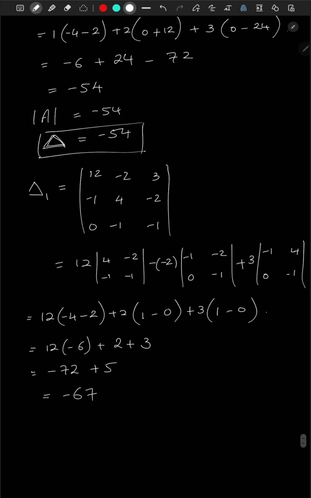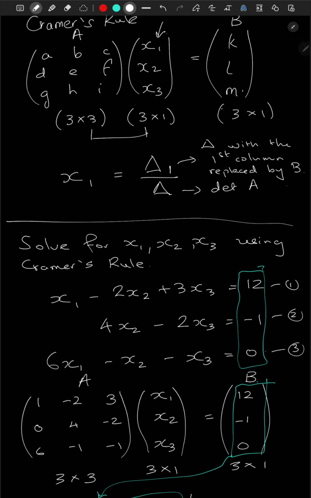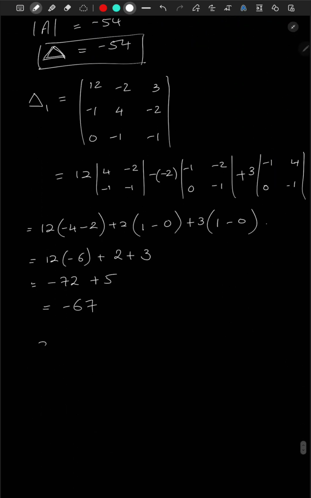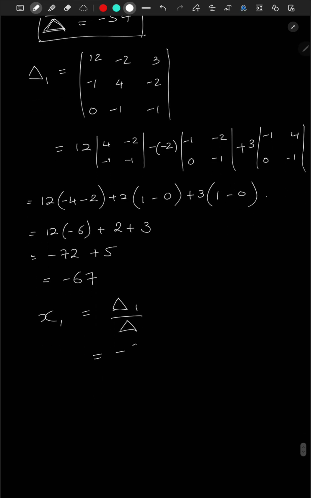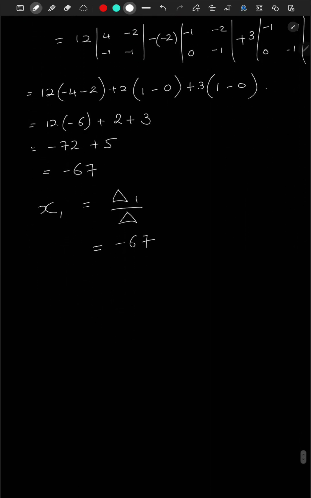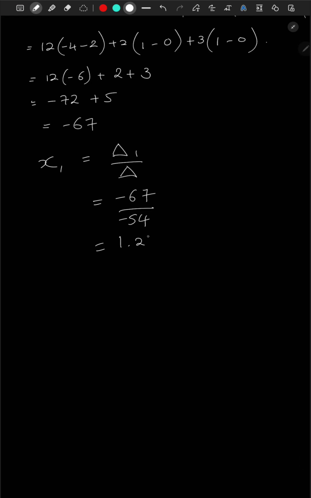So now x1 is written as the determinant of 1 divided by the determinant of A. So x1 would be the determinant of 1, which is minus 67, divided by the determinant of A, minus 54. So it would give you a value of 1.2407. To 3 significant figures, that is 1.24.